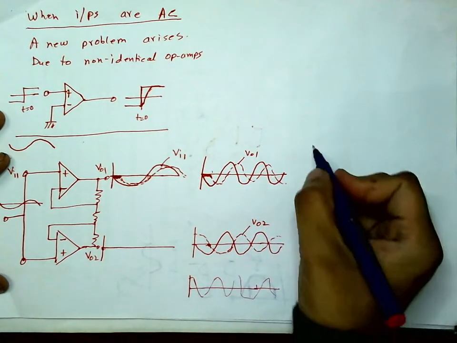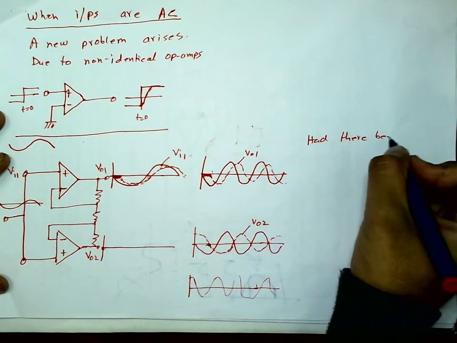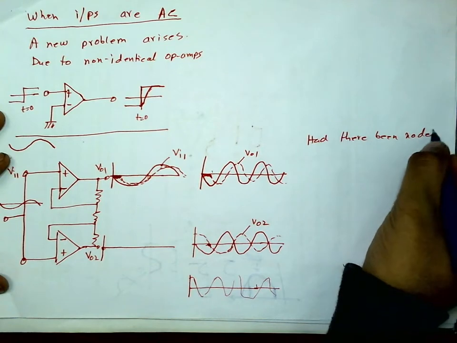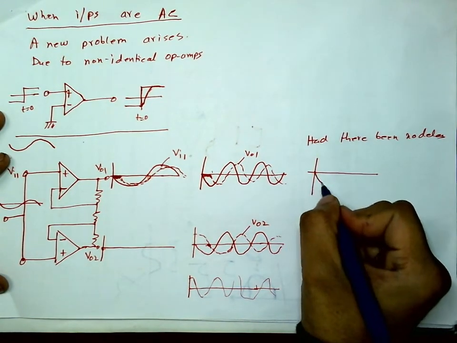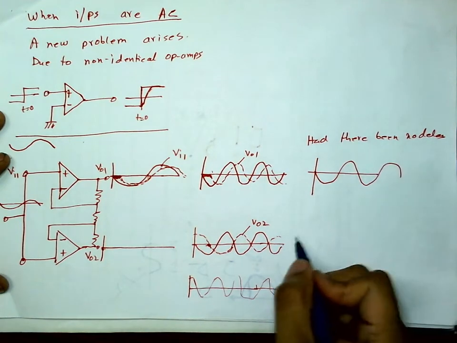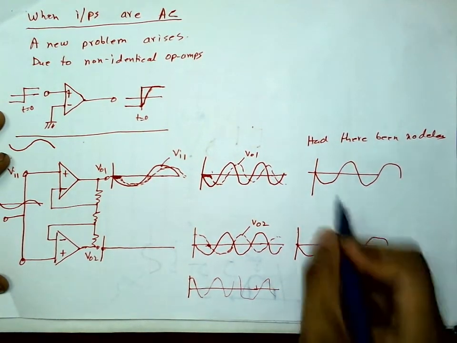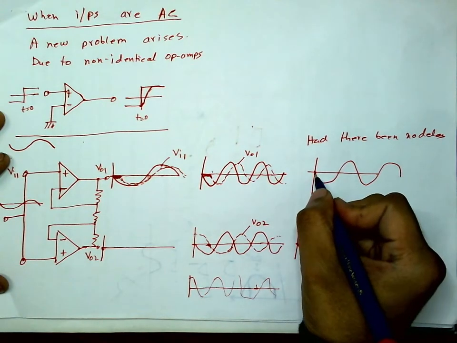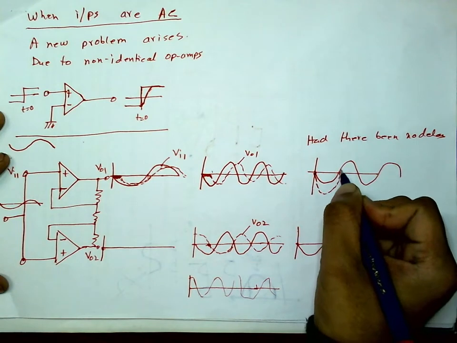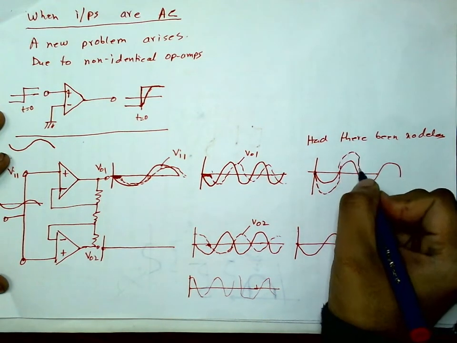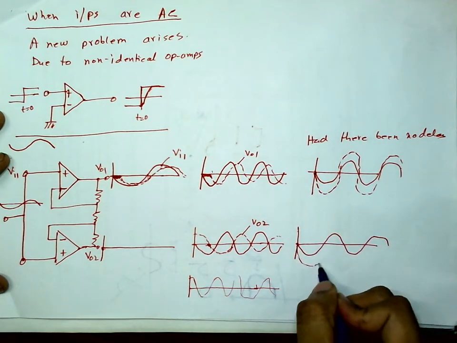But had there been no delay, so if let this be the input, here also the same input, had there been no delay, the output here will just follow the same pattern. Magnitude can be different, of course. Here also the output will be same.